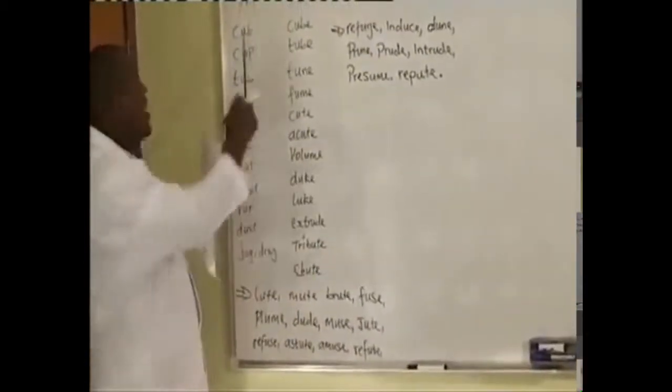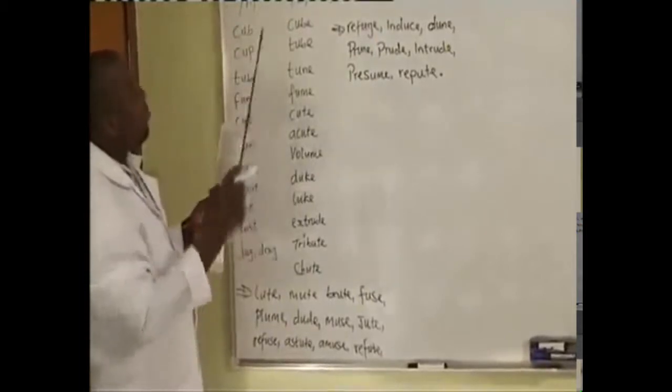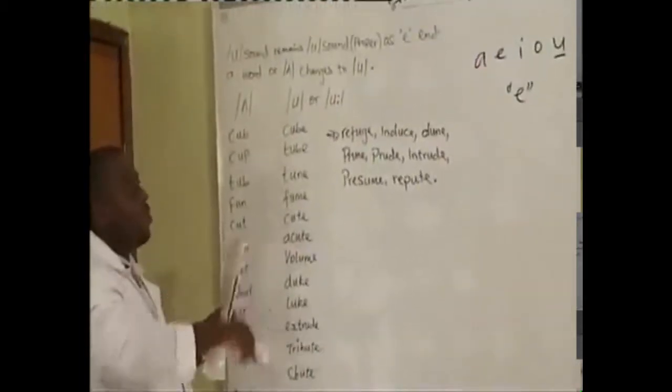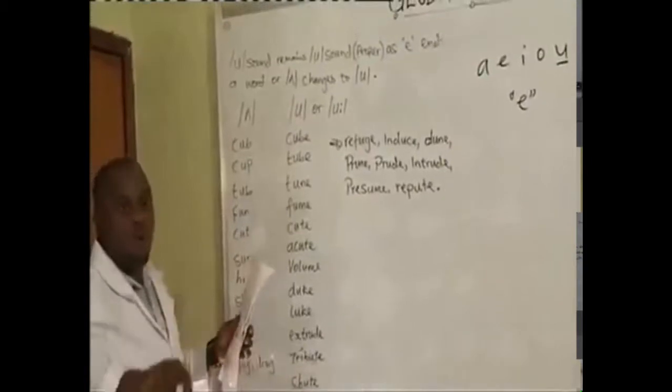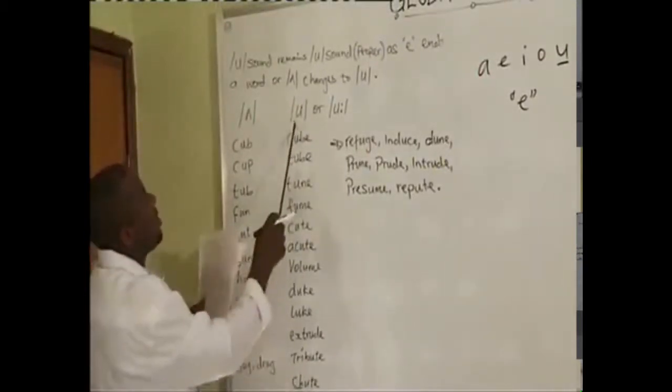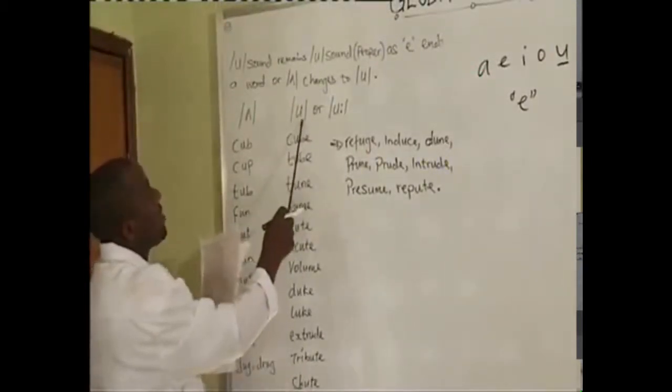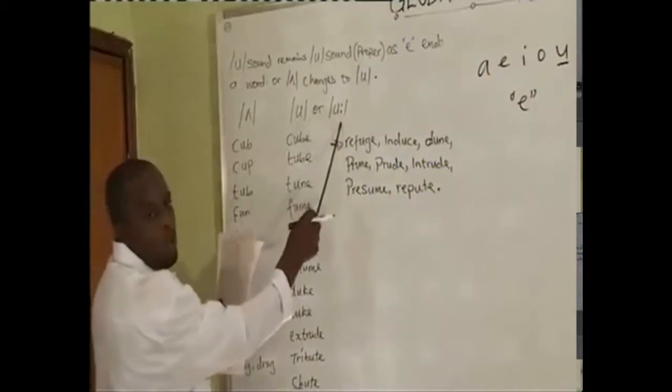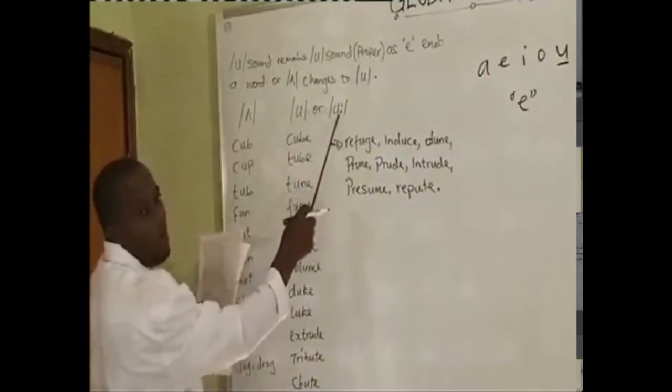Mordecai answered. Now, I want to tell you that you should know when a word is supposed to have the U sound. Look at it. This is the phonetic transcription for the U sound. Is this the short or the long U sound? This is short. This is long. Look at what I'm saying.